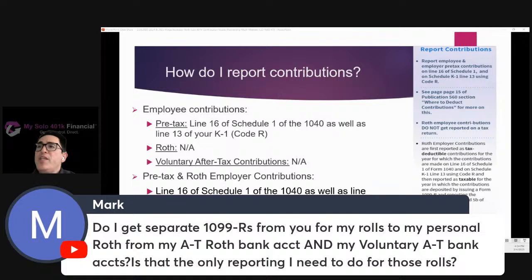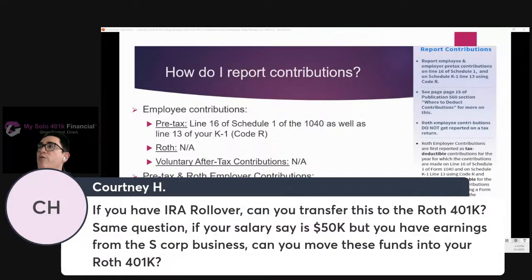Do I get separate 1099-Rs from you for my rollover to my personal Roth from my after-tax bank account, or from my Roth bank account and my voluntary after-tax bank account? Is that the only reporting I need to do for these? So again, you've got to meet a triggering event, but yes, it would be separate 1099-Rs that we would issue. And again, we handle that, so if you are eligible, and you let us know about those transfers, then we'll prepare the 1099-R accordingly. Great questions. Thank you for bringing it.